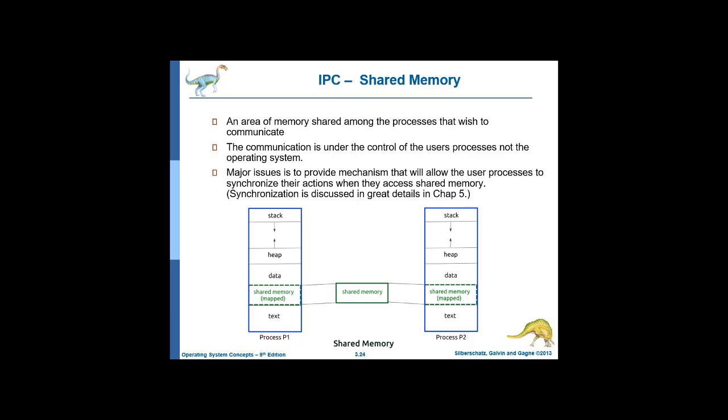This mapping is actually possible with the help of pointers. In C and C++, you have pointers, so you can use pointers to access some memory location. Whenever one process changes something in the shared memory, the other process can access it and read the changed value. In this way, they share information between them. Okay?